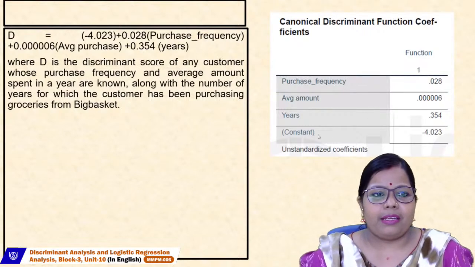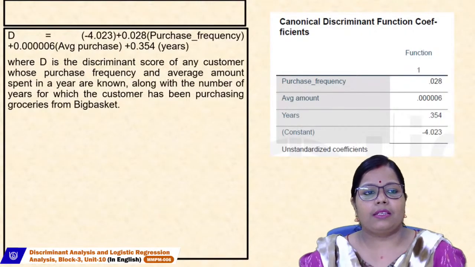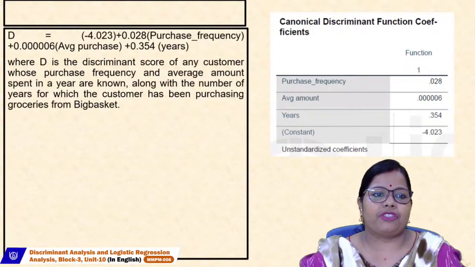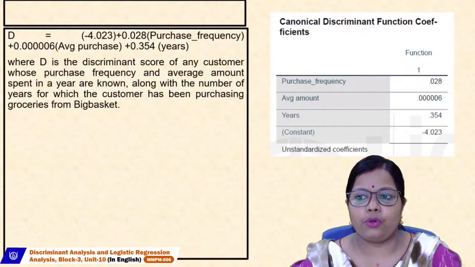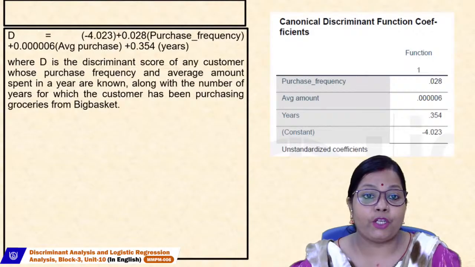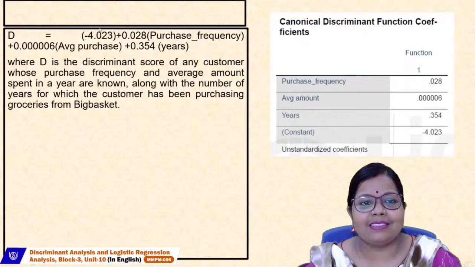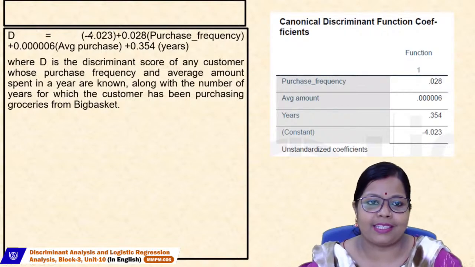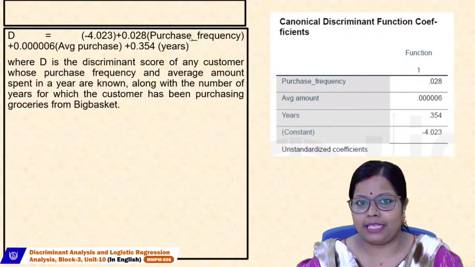So let us discuss why and what the presentation interpretation of these things is. See, the function D says minus 4.023 plus 0.028 into purchase frequency, which is our independent variable. As I discussed, one constant is there, and then each independent variable comes with its coefficient in the equation.